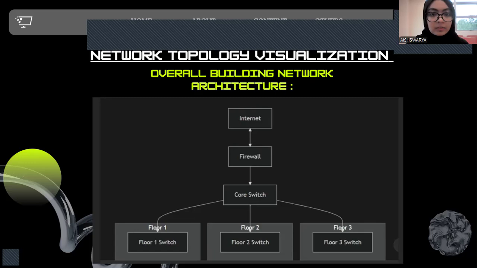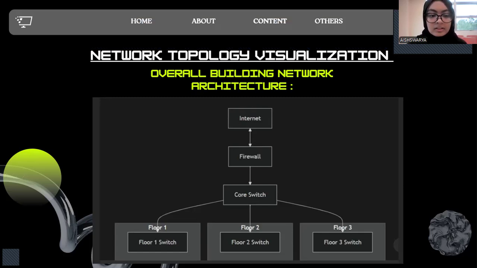Next is network topology visualization. Overall building network architecture. As you can see in the picture, there is the internet, firewall, and core switch. Each floor has a switch: floor 1, floor 2, and floor 3.